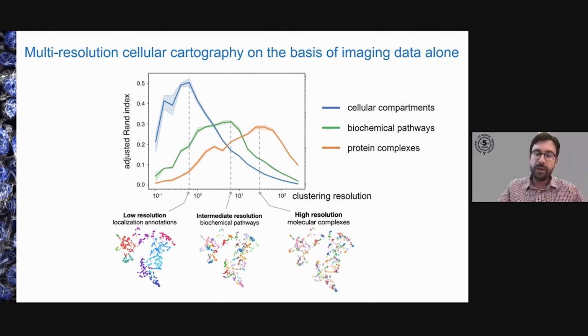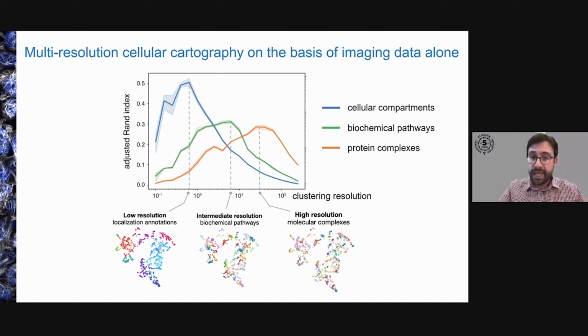What we're doing here is we're grouping proteins on the basis of similarities between their spatial distributions. And we can do that at different degrees of resolution on the x-axis. Increasing resolution is going to define smaller and smaller clusters that are going to group together proteins that share finer and finer details. And on the y-axis, we compare these clusters to known sets of annotations. And I'm just going to say that all these values are actually pretty high.